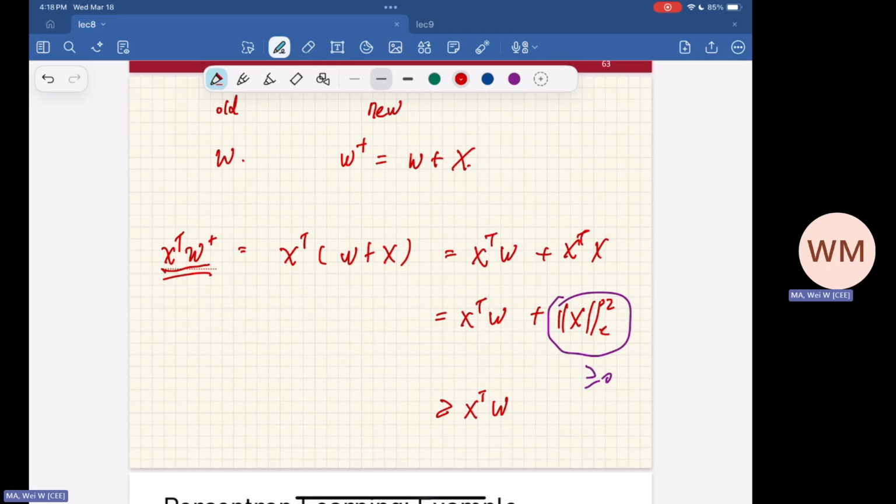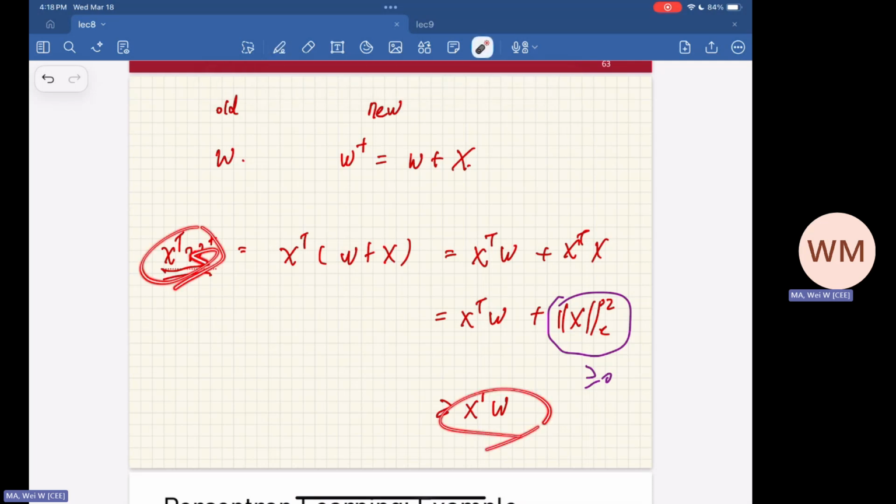Then this whole thing is greater than w transpose x. You can see that by adding x to w, the output becomes larger. Okay, by adding x to w, the new w times x becomes larger than the previous one. Vice versa, if you subtract x, then the output will be smaller than the previous one. So this is actually a very smart idea: you just use data to update your parameter.